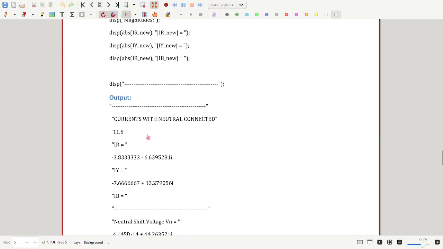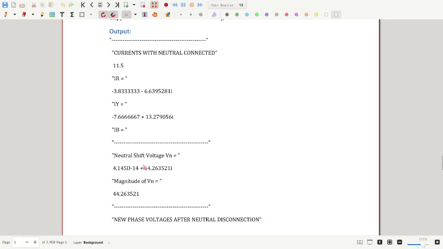Just showing the output of what you are going to get when you execute it in the SCILAB software. IR value you are going to get is 11.5, IY value is minus 3.83 minus 6.63, IB value is minus 7.66 plus 13.27. These are the values when the neutral is connected. Now when the neutral is disconnected, these are the values.